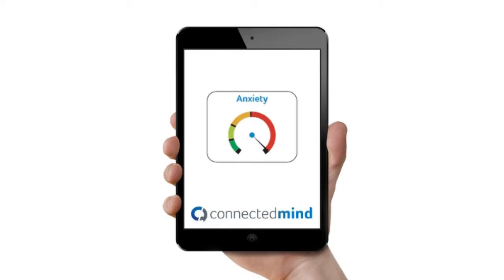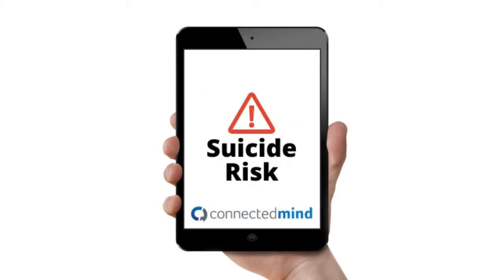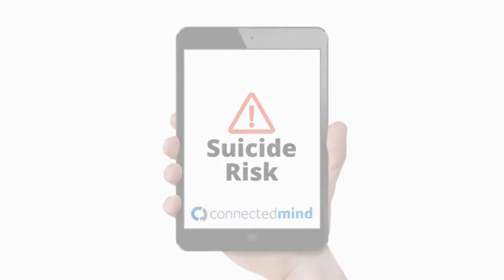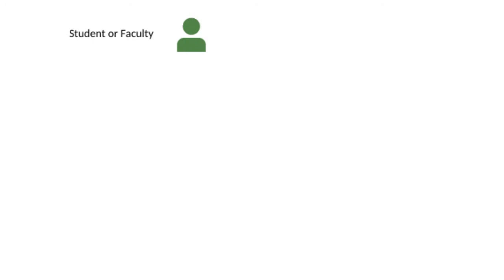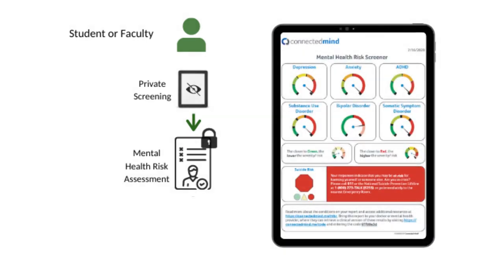Connected Mind is a mental health screening tool which screens for the 6 most common connected mental health conditions and suicide risk. Your students and faculty take a private Connected Mind screening using their own device, and the results are instantly and securely available to them.